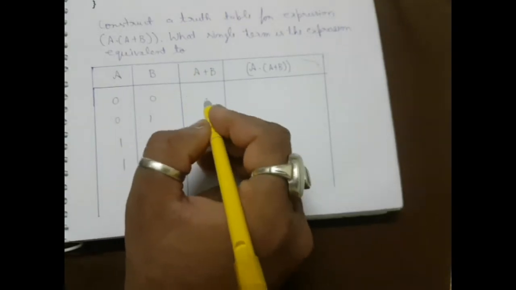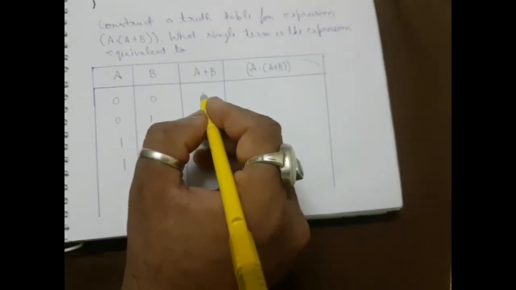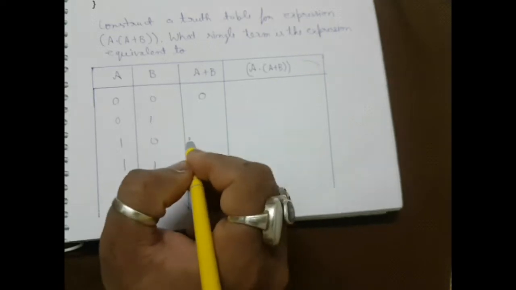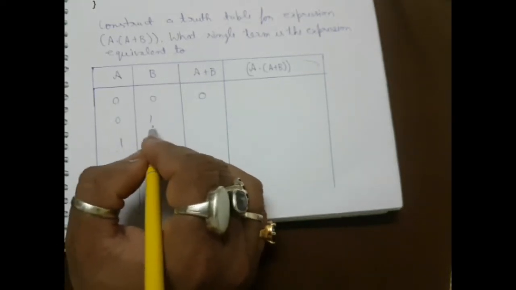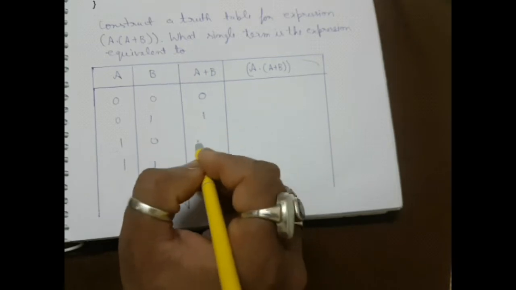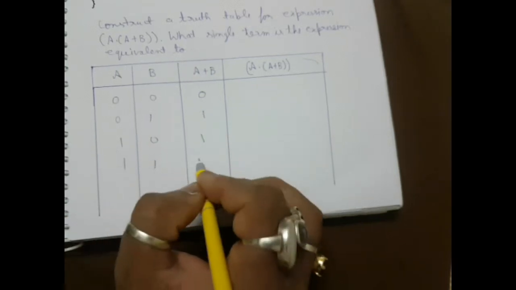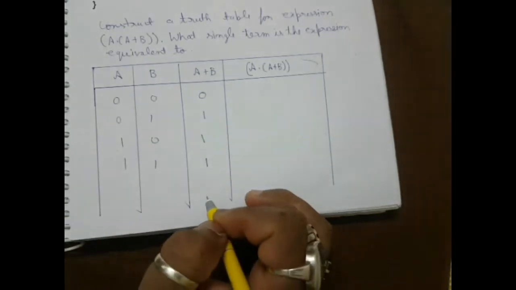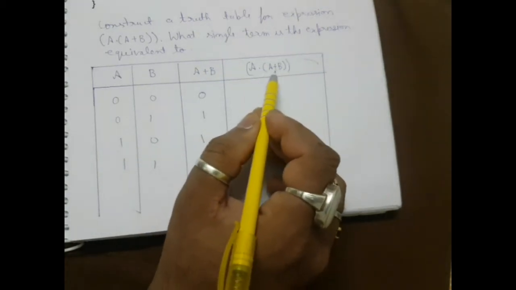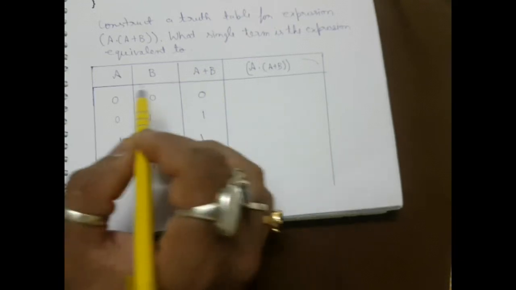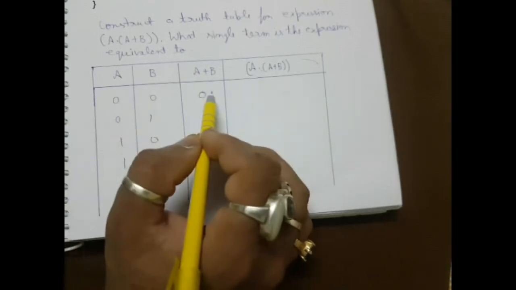Wherever all are off or false, the output is 0 or false. Here you can see, even if a single 1 is there, the output is 1. So here also 1, this row also, and for this row it is also 1. And now we have to get the logical product of a and (a plus b). So a dot (a plus b).